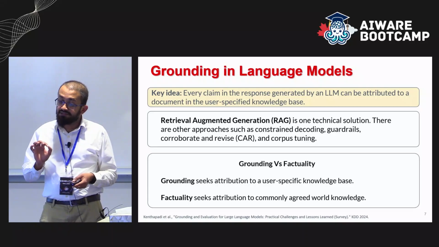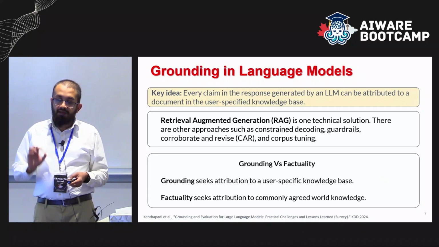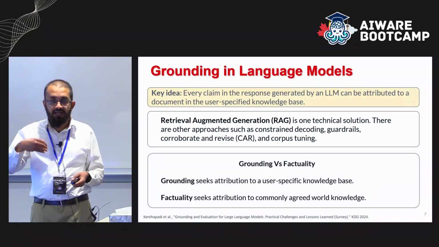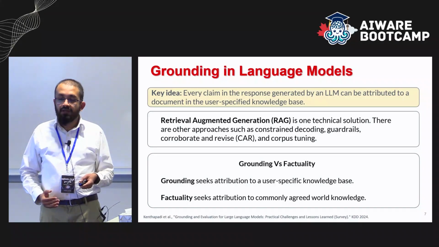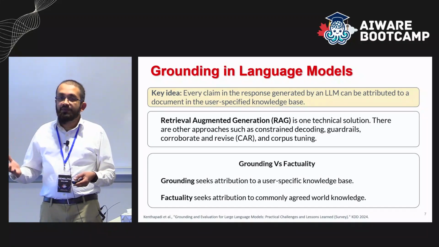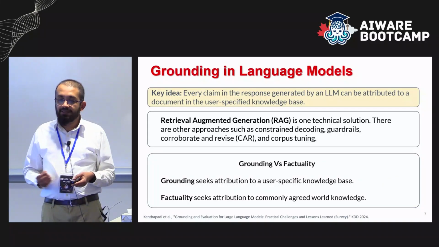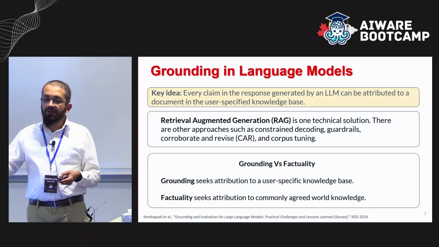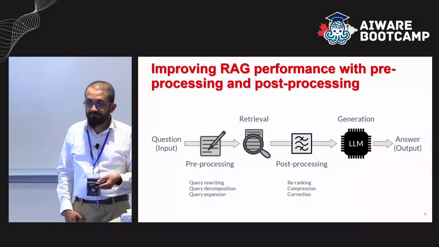And there's a key differentiation between grounding and factuality. Grounding is attributing to a user-specific knowledge base, like, can we connect this claim to the information that is in the knowledge base. Factuality is about attribution to commonly agreed world knowledge, the stuff that we already know about the world, the facts about the world. Adhering to those, attribution to those, we call factuality. But grounding, we refer to the user-specified knowledge base.